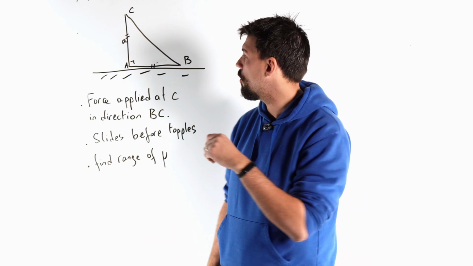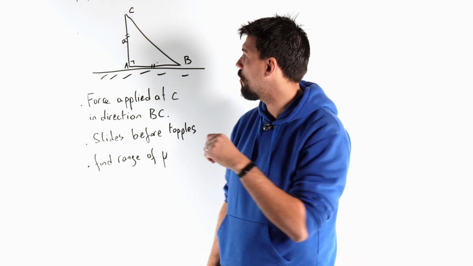This laminar is an isosceles right-angled triangle. I've called the length there A. You can call it whatever you want, it doesn't really matter. So A, B, C, C directly above A. We're going to apply a force at C in the direction BC. So I should probably pop that in. Should we do red? Let's do red. There we go. What should we call it? Let's call it F. I'm sure that will not come back to bite me.